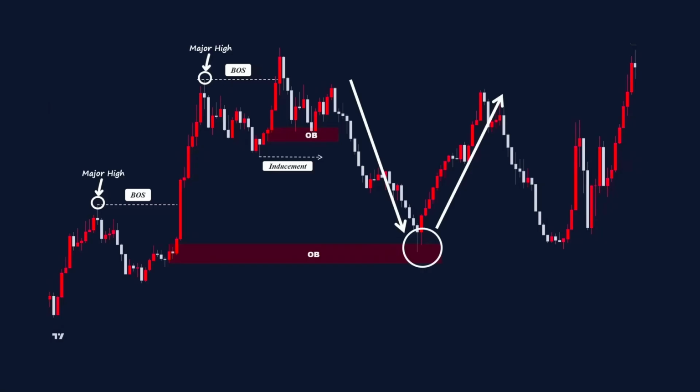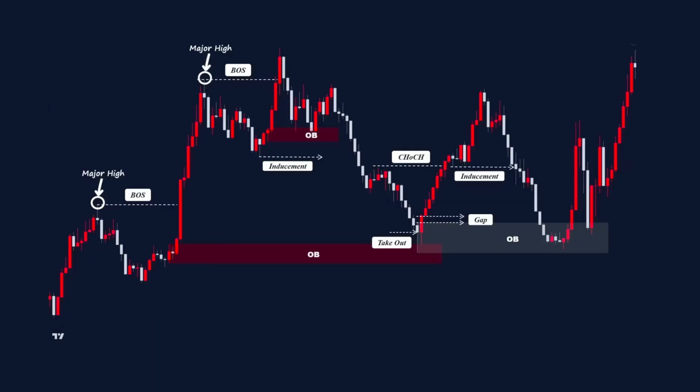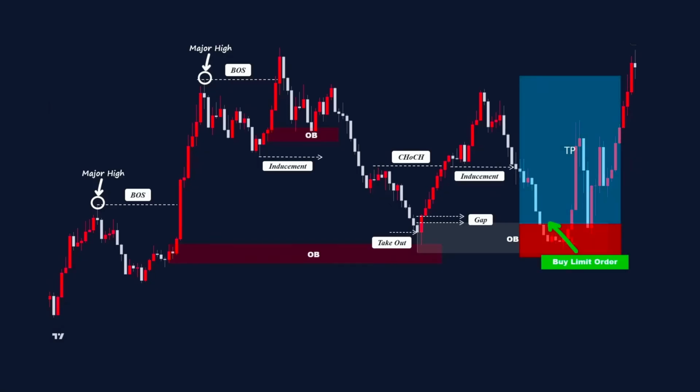At this point, every piece of the puzzle fits together. Liquidity has been collected. Structure has shifted. The order block remains valid. The inducement has been removed. Now, the probability of a successful trade is significantly higher than if we had entered on the first touch alone. This is the difference between simply identifying an order block and trading it with institutional precision.